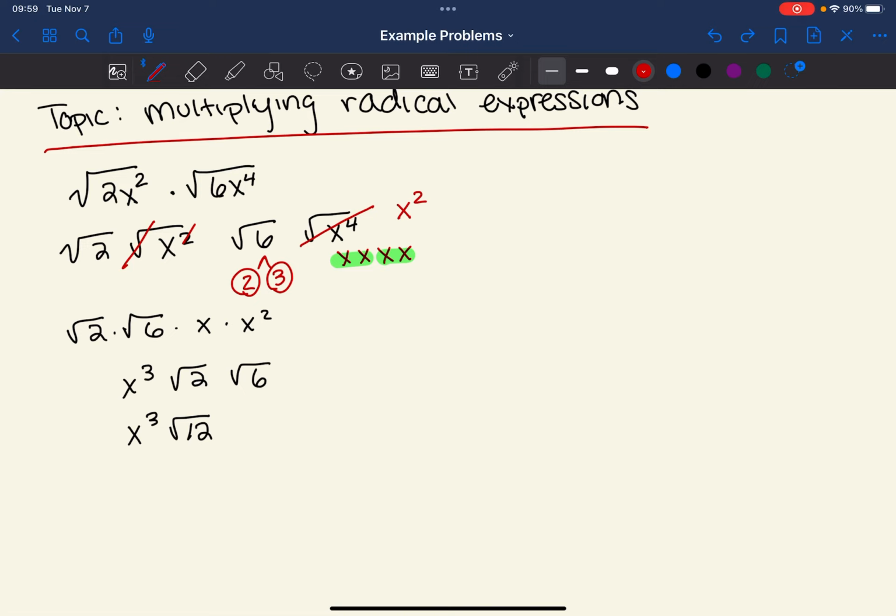Or they may even have you try to do the factor tree off of 12, which means this could simplify to 2x cubed square root of 3.